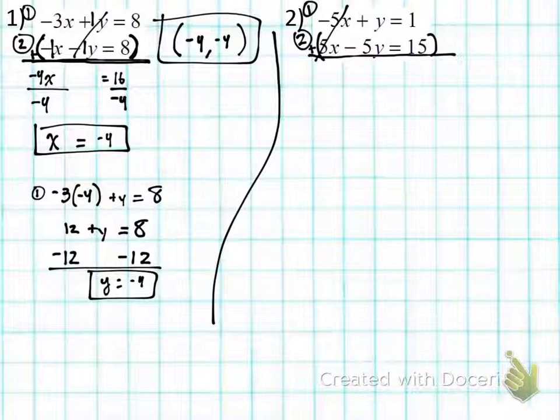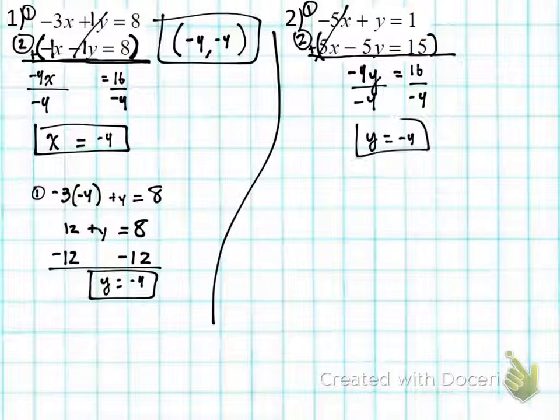Then we got y plus negative 5y is going to be negative 4y. 1 plus 15 is 16. Divide both sides by 4. You get y is equal to negative 4. So that's going to go in my ordered pair for the y. So I'm going to write down my ordered pair right now as negative 4 right here.